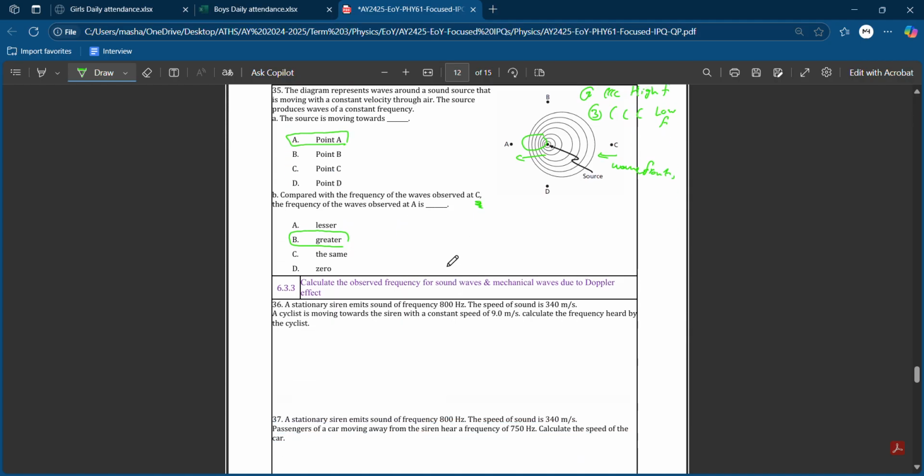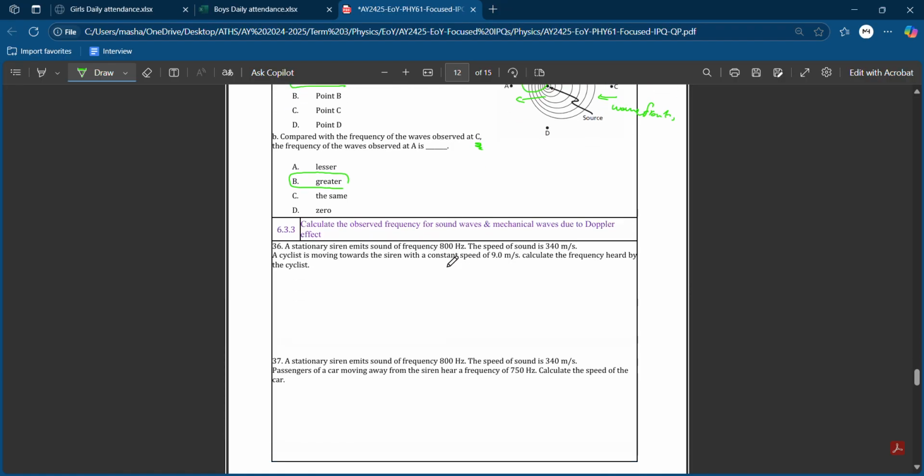For question 36, subtopic 6.3, here I want you to pay attention to these formulas. If the observer is moving towards the source, f prime equals fs (v plus v source) over v, and if it's moving away, f prime equals fs (v minus vs) over v. Okay, so let's check question 36.